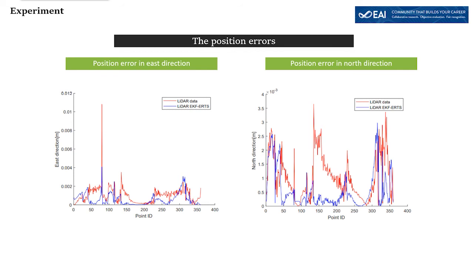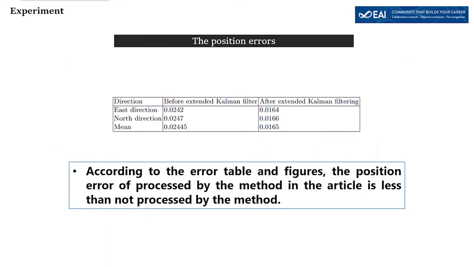These two pictures show the position error in the east direction and in the north direction. As shown in the figure, the red line is the error of the original lidar data in the two directions, and the blue line is the error after processing in the two directions. It is obvious that the error has been reduced. According to the error table and figures, the position errors processed by the method in the article in the two directions are obviously less than those not processed by the method.